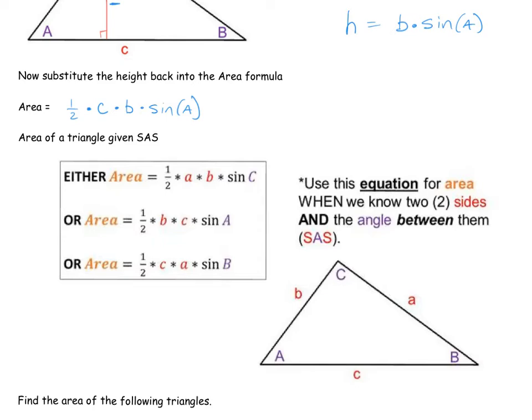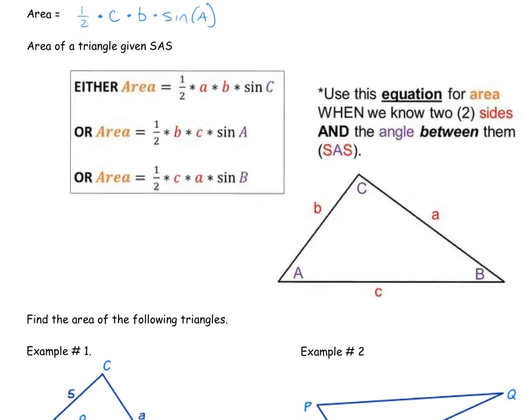That's 1/2 times a times b times the sine of angle C. So I have a side, a side, and the included angle. Or you could say b times c times the sine of angle A, divided by 2. Or c times a times the sine of angle B, divided by 2. All of these are formulas that work for the area of a triangle.